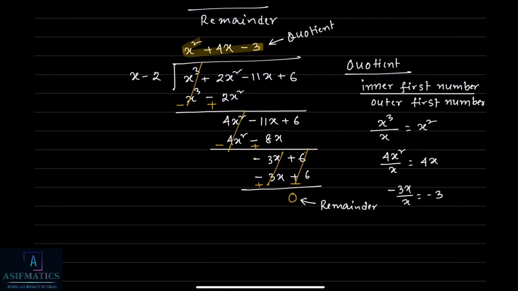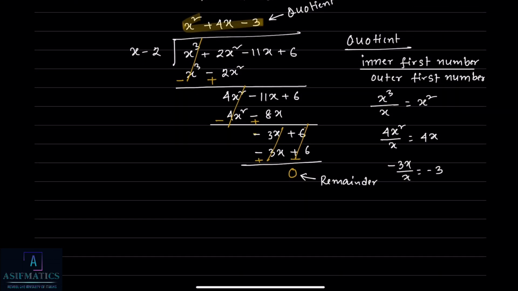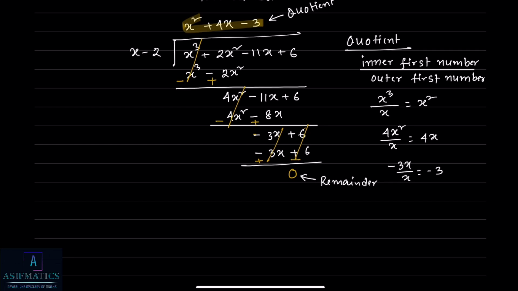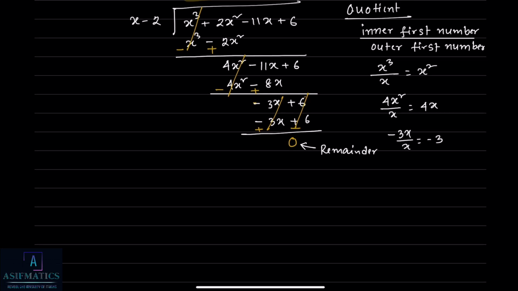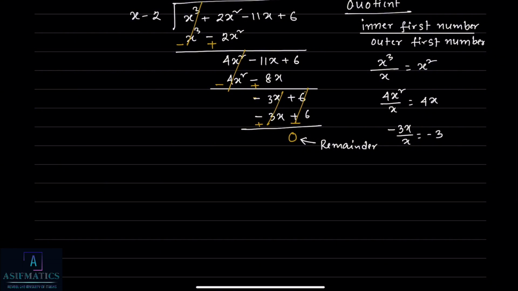Now we have one small thing to discuss. Whenever you have a polynomial, you must look that all the orders of the polynomial are maintained properly. So what does it mean? Let's see, we have another example, and this is a little bit advanced one.